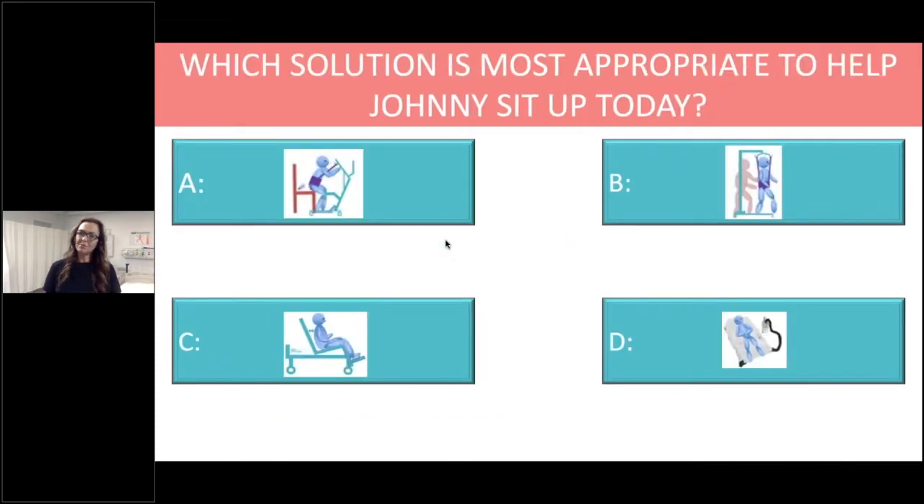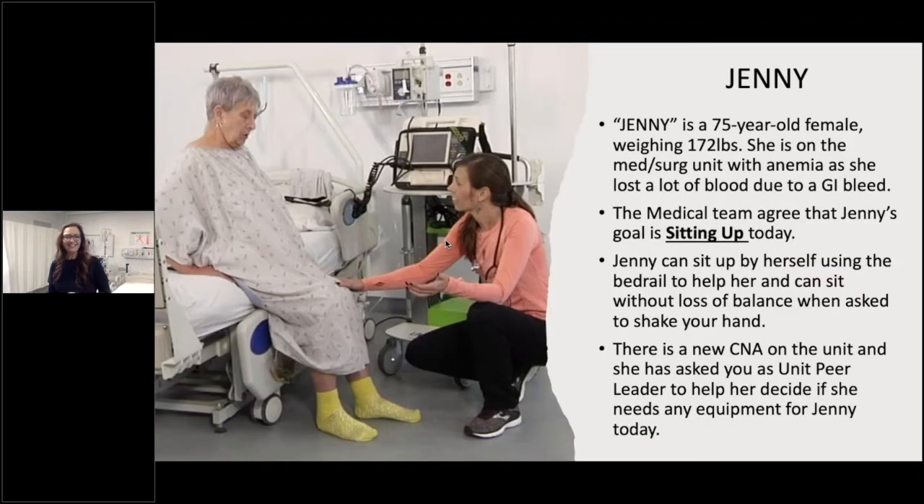Which solution is most appropriate to help Johnny sit up today? Your options are A, a powered stand aid; B, an ambulation harness with a floor-based lift; C, the seated function of the bed; or D, an air assist device. The answer for Johnny is C, because remember, his medical team does not want him to stand, so any standing options are out. Option D, the air assist, does not help him achieve his mobility goal, which is to sit up today. So let's now look at Jenny.